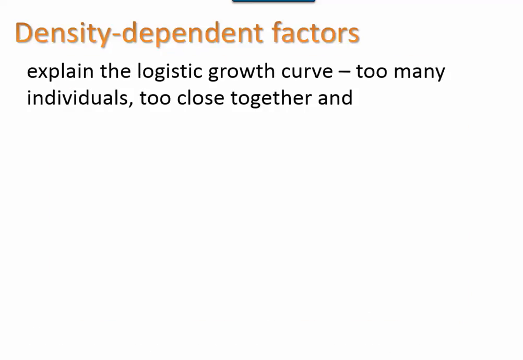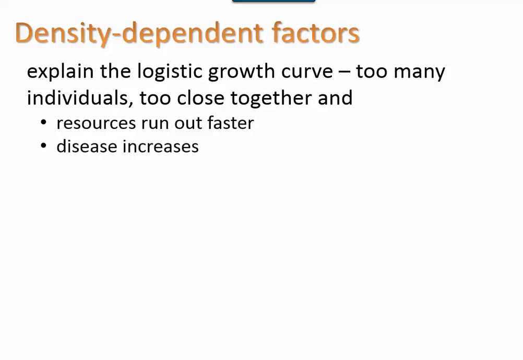So some factors, well, let's get to that in a minute. These explain the logistic growth curve. Too many individuals too close together and resources run out faster. Disease can increase because now it's easier for germs to spread from one organism to another. There's more predation because now you have a nice big group of prey that you can hunt.